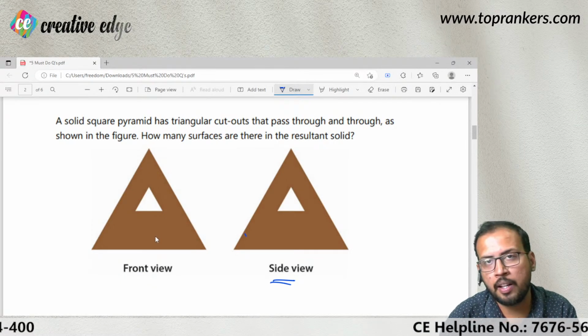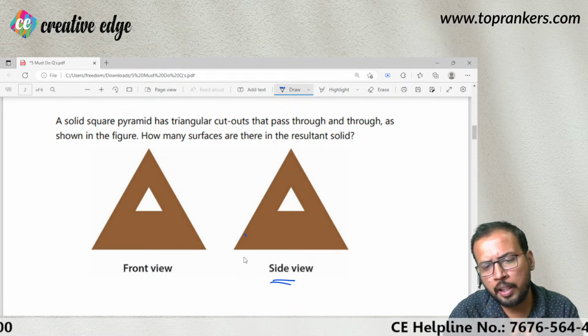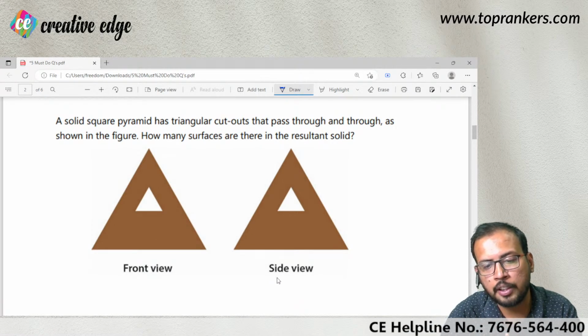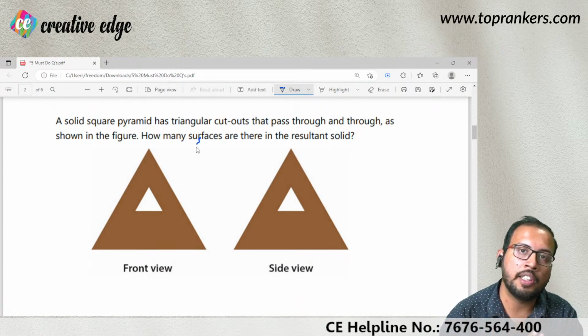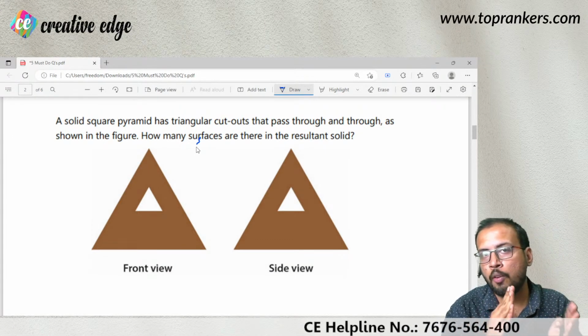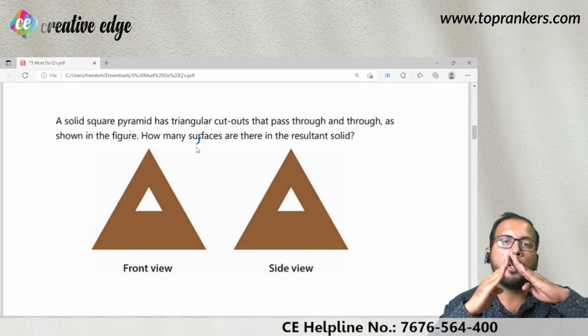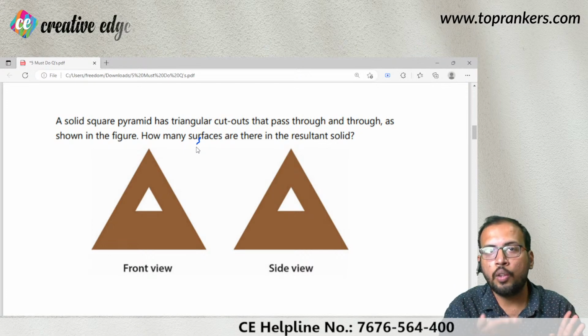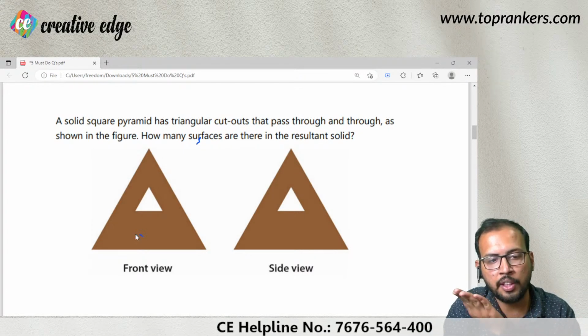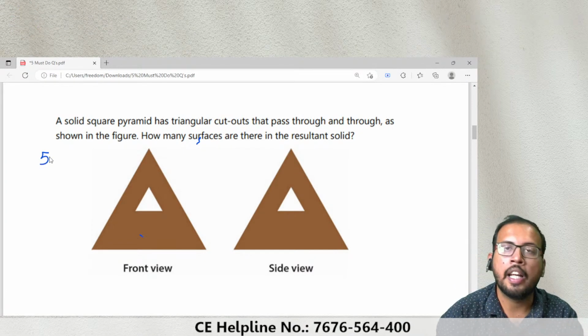So let us try to begin. Let us begin with how many surfaces you are going to have here. So obviously you already have 4 surfaces of the pyramid. Which 4 surfaces am I talking about? 1, 2, 3, 4. I talked about these 4 surfaces. Now the base is the next surface. So 5 surfaces are obvious. They are going to be there.